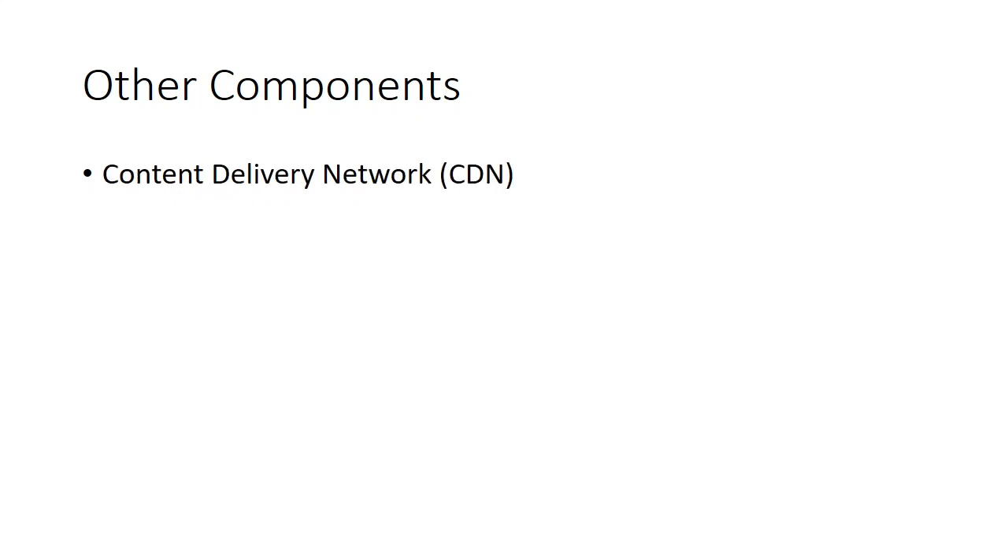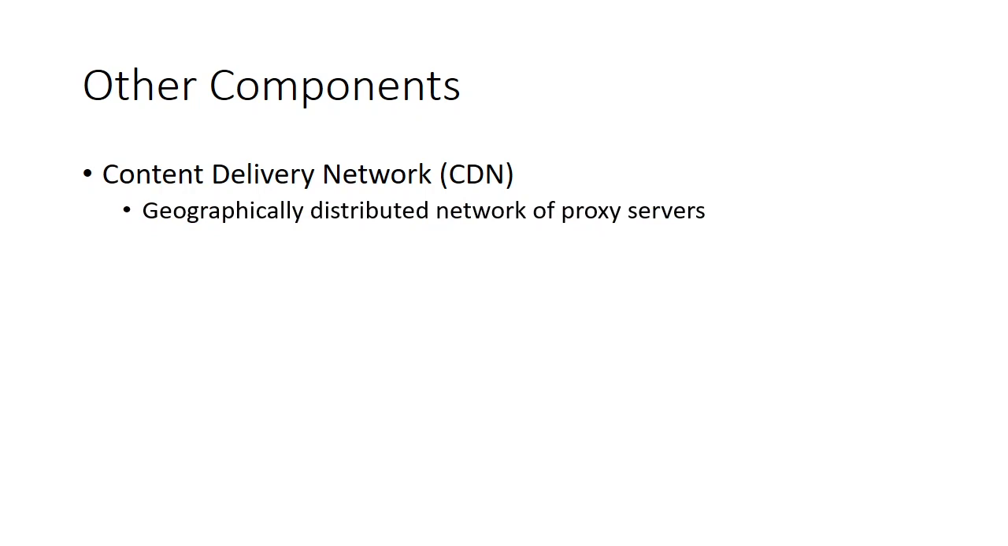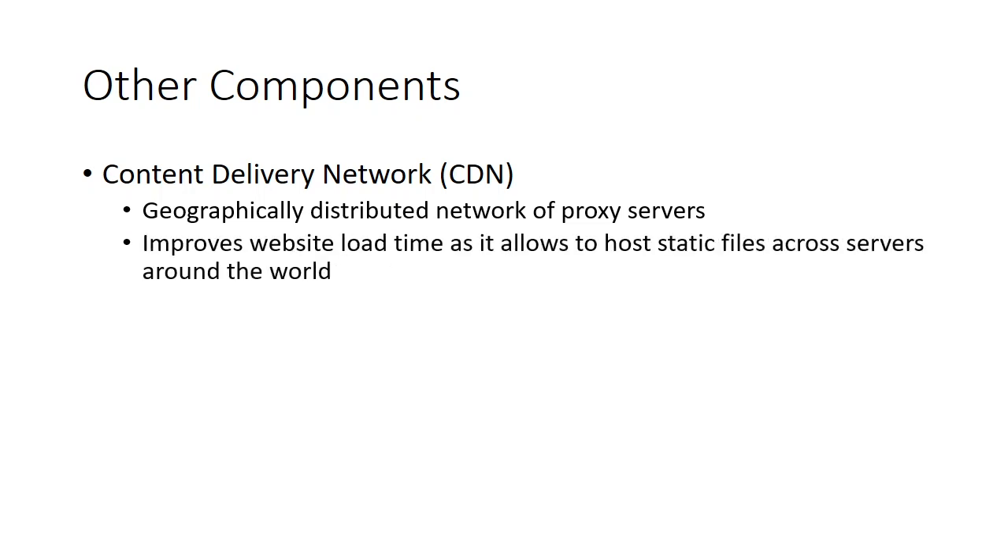The next component that we are going to see is the Content Delivery Network, or CDN. A CDN is a geographically distributed network of proxy servers. It can be an excellent resource for cutting down traffic to a busy website. It improves the website load time as it allows you to host static files such as JavaScript, CSS, images, videos, and host them across thousands of servers all over the world.